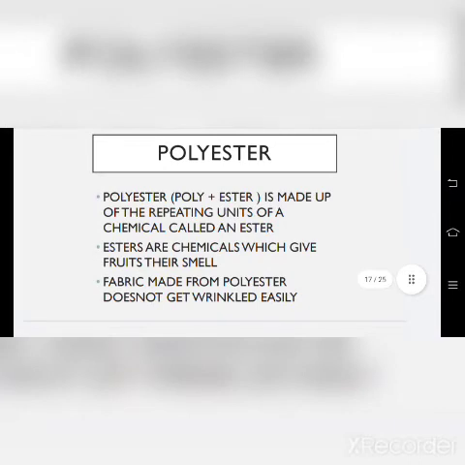Polyester. Polyester is a combination of ester and poly. It is made up of many repeating units of a chemical called an ester. Esters are chemicals which give fruits their smell. The peculiarity of polyester is that it does not get wrinkled easily.